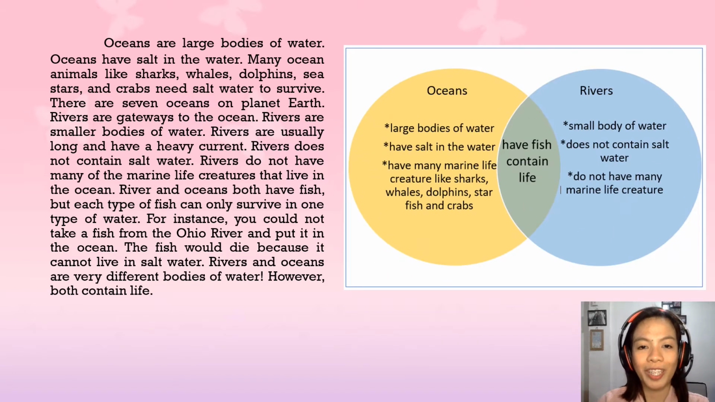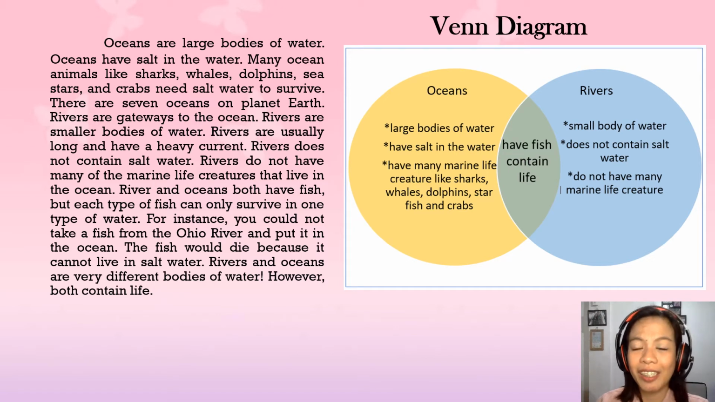This is the graphic organizer used. What kind of graphic organizer is this? That's right, that's a Venn diagram because it clearly shows the differences and the similarities of an ocean and river.